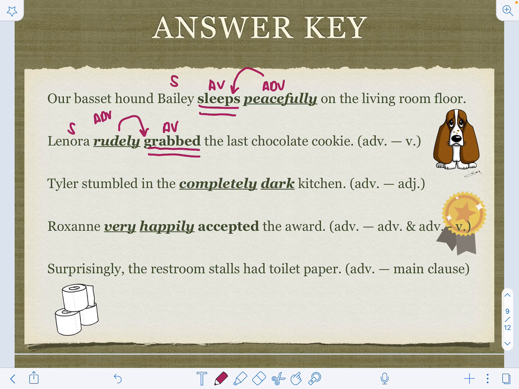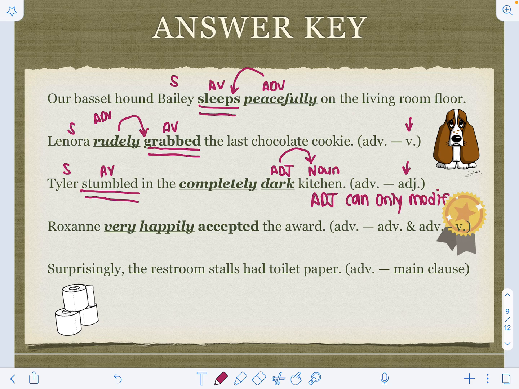The third one says an adverb modifying an adjective. So I know I have to find adjectives. So we have "Tyler stumbled in the completely dark kitchen." We have Tyler as the subject. We have stumbled as our action verb. And we are looking for adjectives. So first, I know that kitchen is a noun. And so dark is modifying the noun because remember, adjectives can only modify nouns.